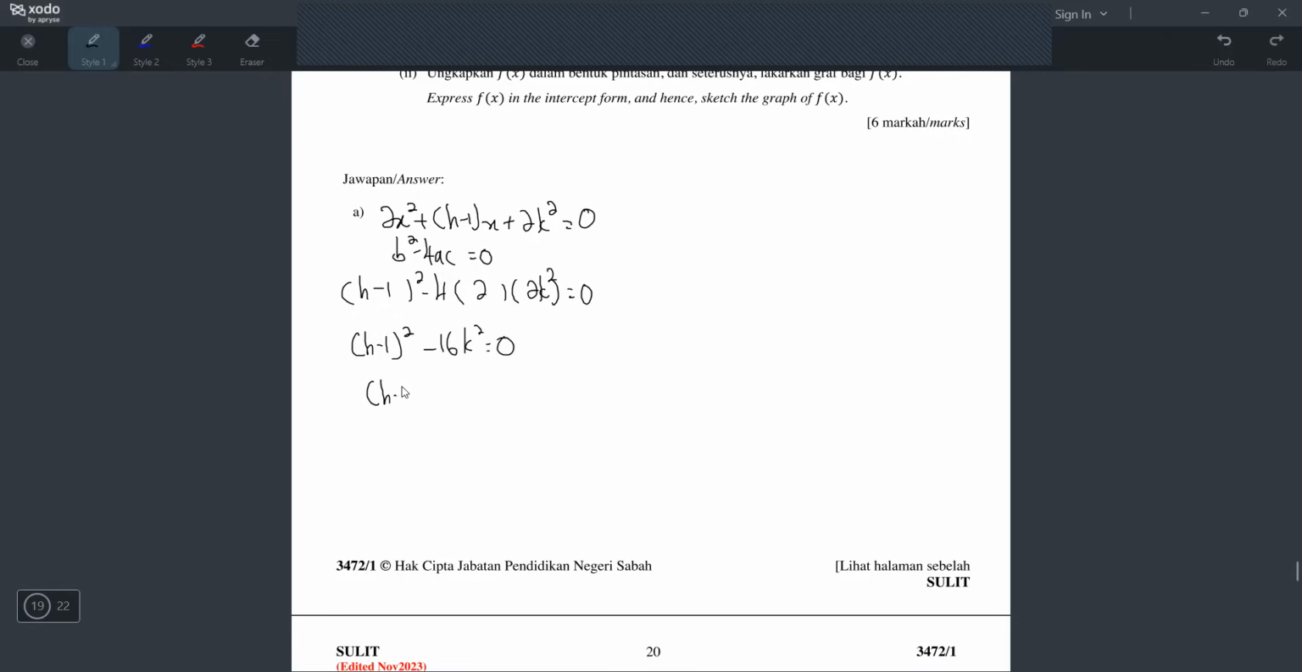And then this one, don't expand it. And then 16K square move here, become positive. And then square becomes square root. So H minus 1 equals to square root, the whole thing, 16K squared.